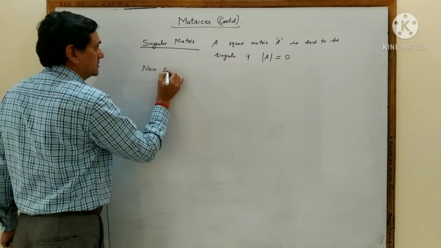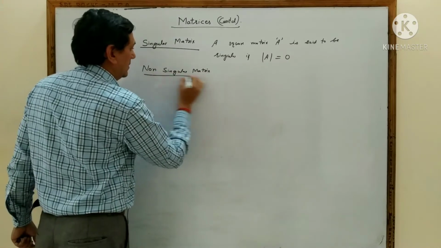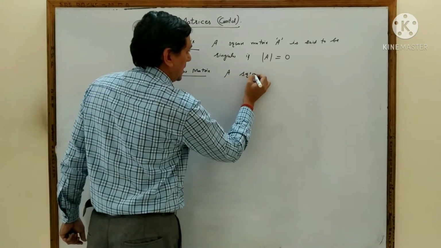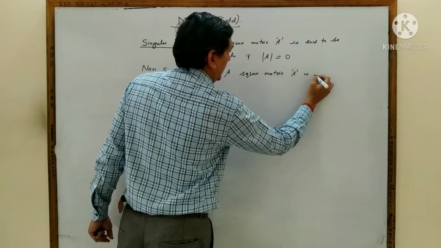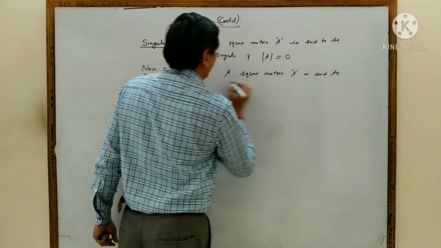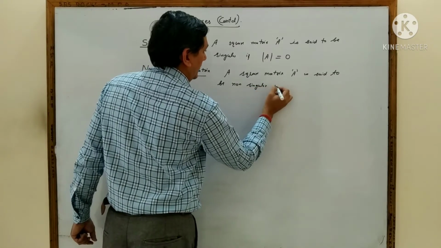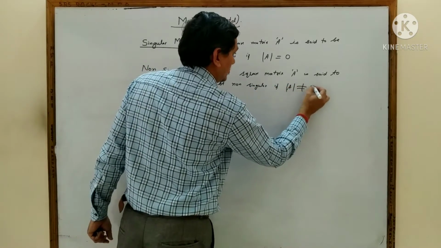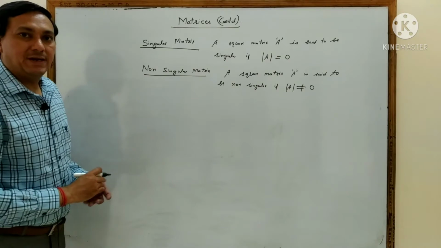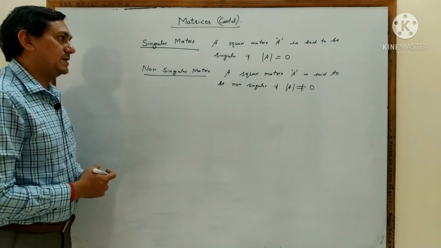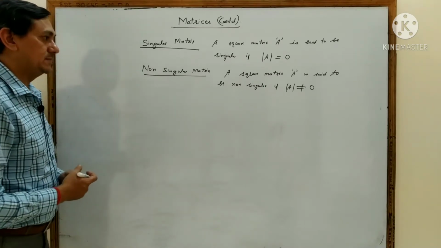Non-singular matrix: a square matrix A is said to be non-singular if the determinant of A is not equal to 0. Very simple. A square matrix with its determinant equal to 0 is called a singular matrix, and a square matrix with its determinant not equal to 0 is called a non-singular matrix.